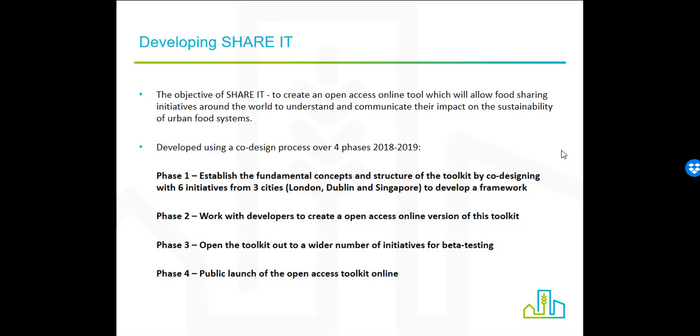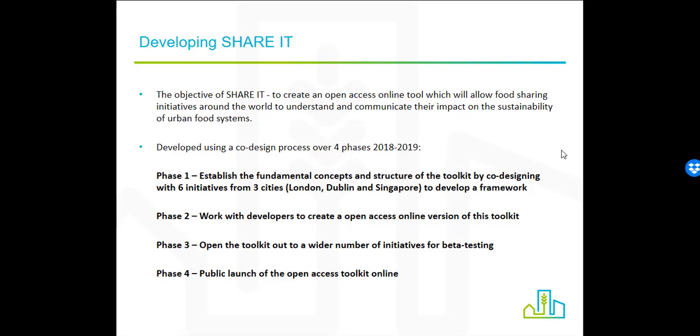And in order to achieve that, the first step that we took down that road was to go through a co-design process with them to try and ensure that we made something that was useful. That happened in 4 phases over 2018 and 2019. Phase 1 was the kind of core co-design process that we went through with 6 initiatives, and I'm going to talk a little bit more about that in a second.